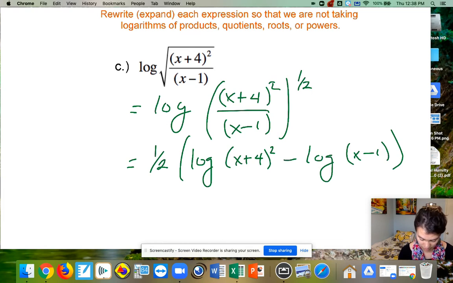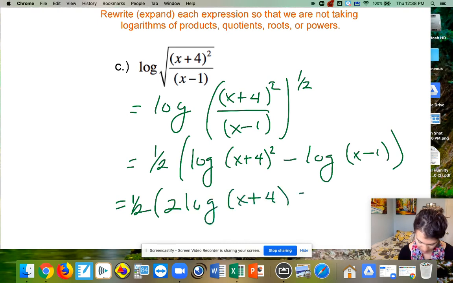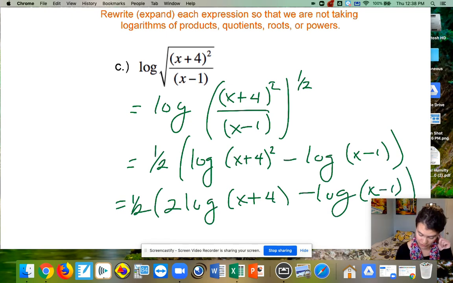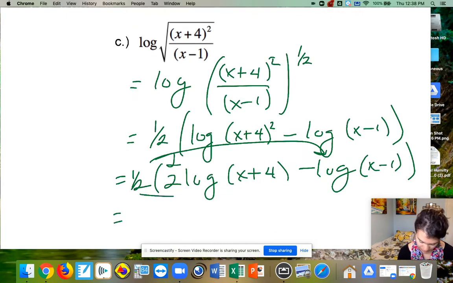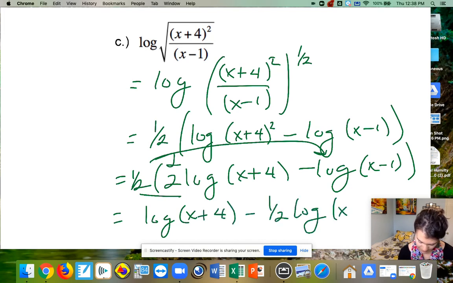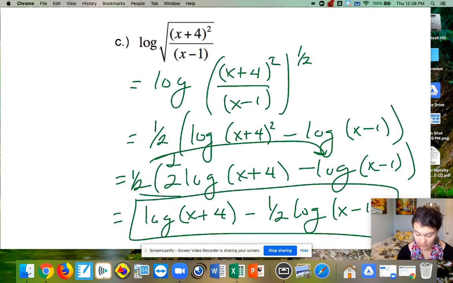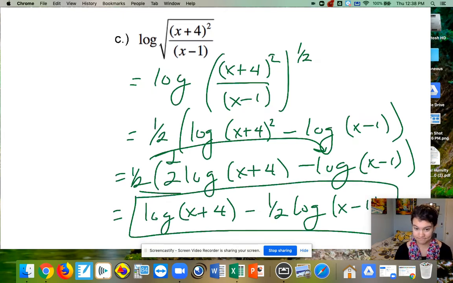Now, I'm going to bring this 2 down in front, so you will have 1/2 times [2 log of (x + 4) minus log of (x - 1)], and I'm going to distribute in this 1/2 to both of my terms. So you'll get, these will cancel, and you'll have log of (x + 4) minus 1/2 log of (x - 1). So now we're down to no quotients, no products, no exponents, and no roots. And you're done.